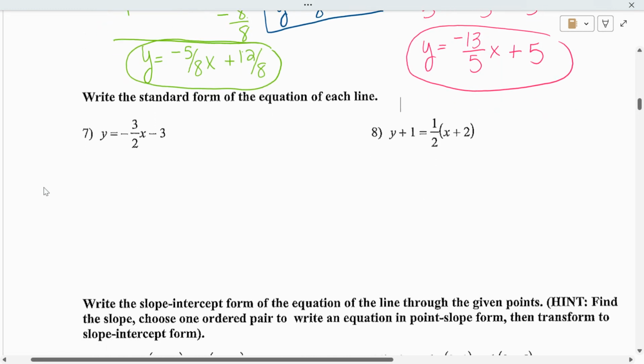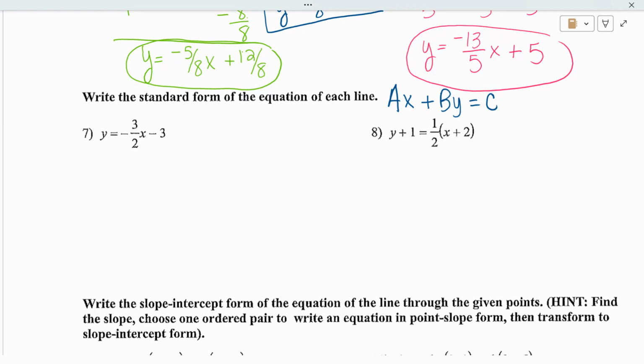So these I'm writing in standard form. Standard form: AX plus BY equals C. What's something that you remember about standard form? What's something important about it? I can't have any fractions or decimals, right? So the first thing I have to do here is get rid of the fraction.